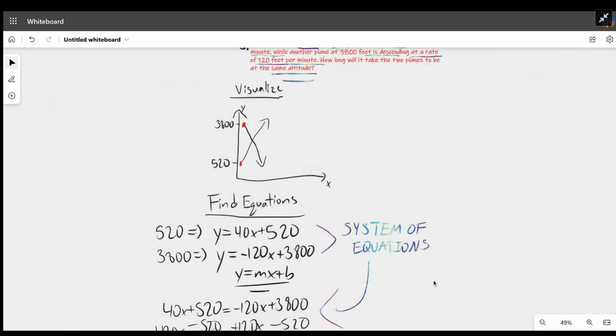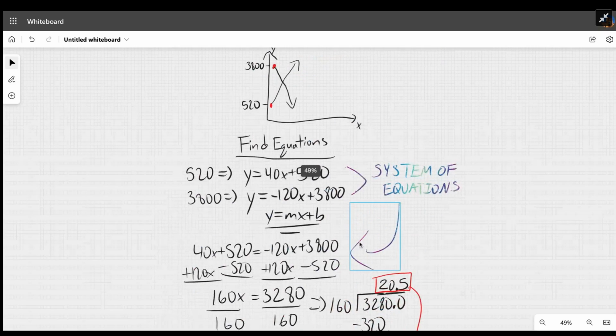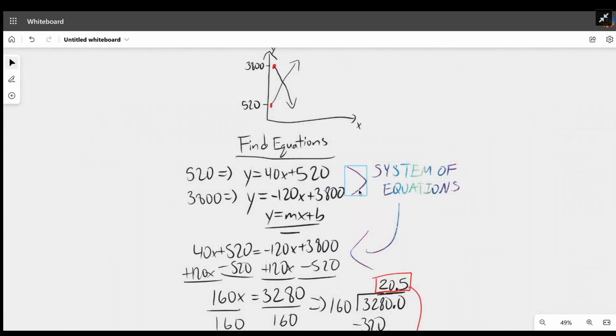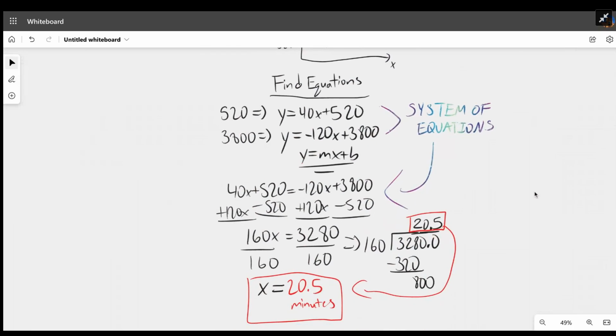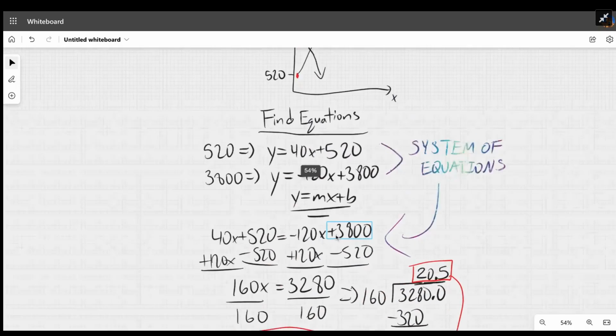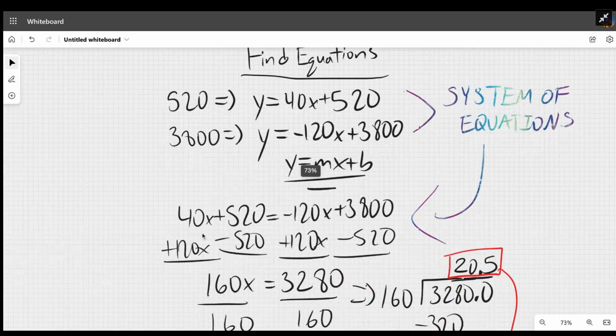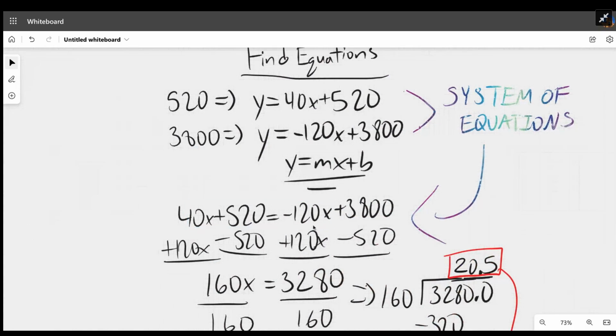After we get our little system of equations going, we start showing the work. We set them equal to each other. The primary thing we're looking for is the x value, which in relation to the question is the number of minutes. So x is minutes, and this is the final answer, but that doesn't matter just yet. So we set these equal: 40x plus 520 is equal to negative 120x plus 3,800.